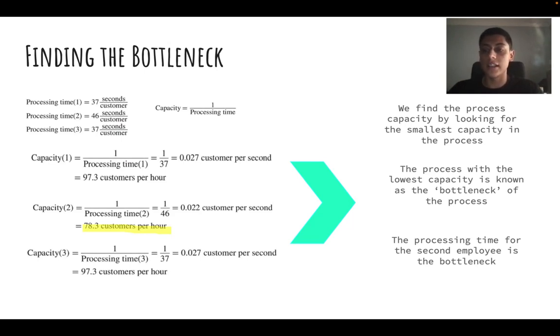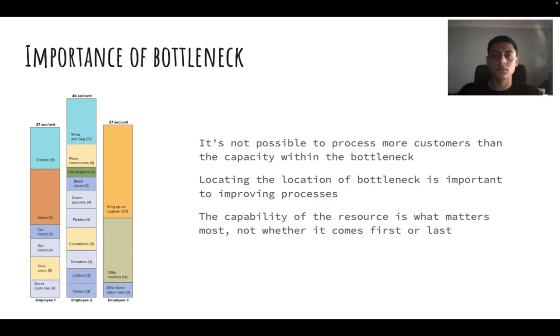The process chain is only as strong as its weakest link. Meaning, although these employees can serve 97.3 customers per hour, because the second employee can only serve 78.3, that's the maximum amount of customers that they can serve. A process can only output as much as the bottleneck allows. It's not possible to process more customers than the capacity within the bottleneck.